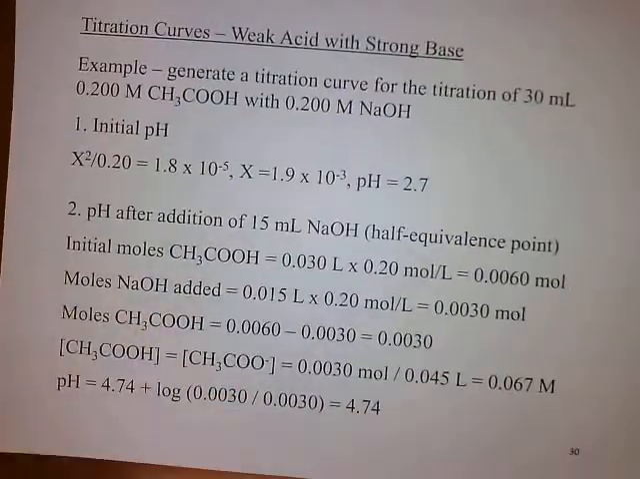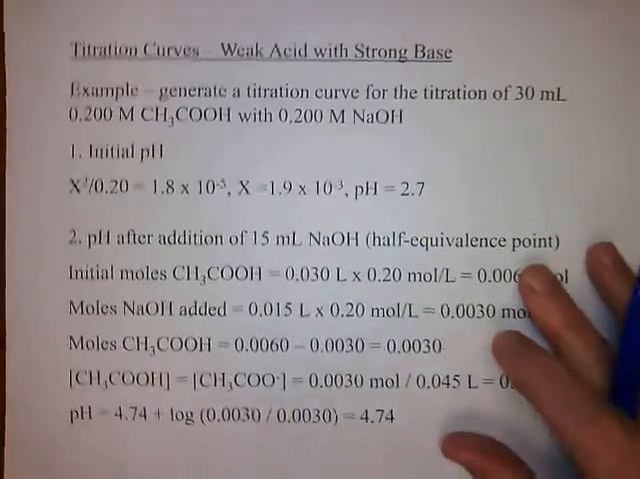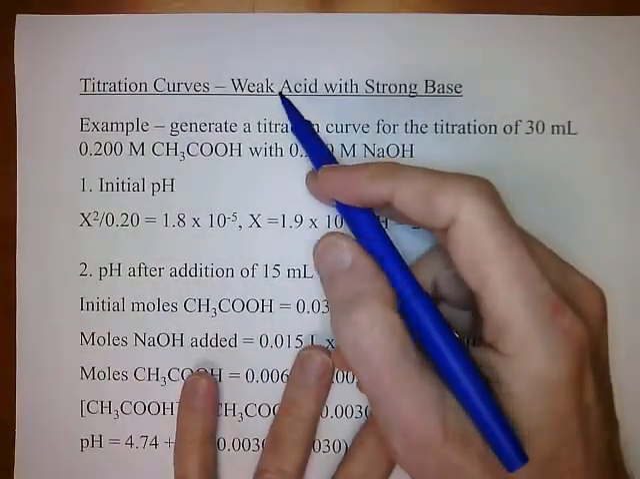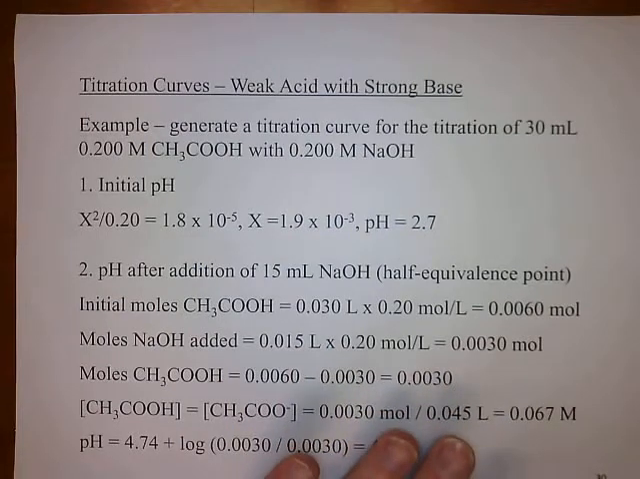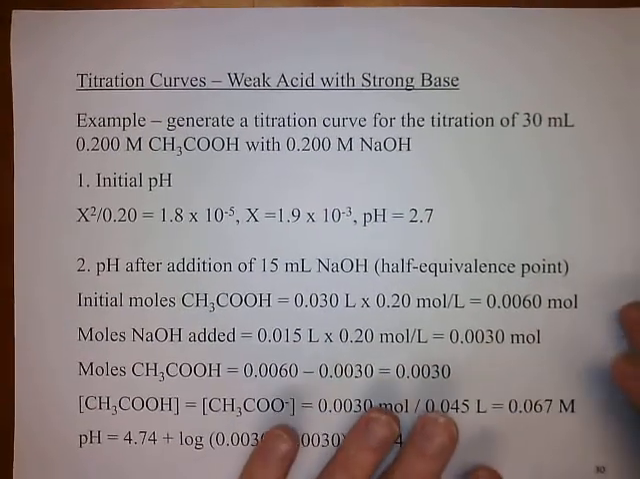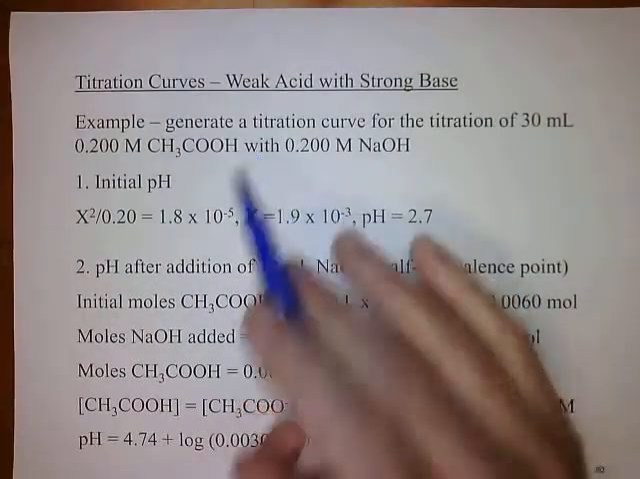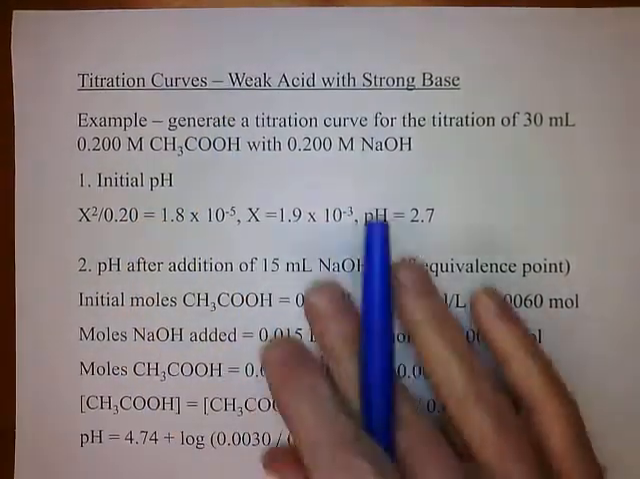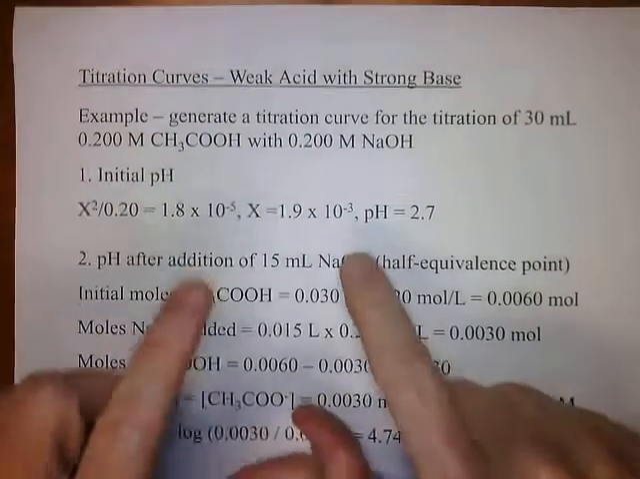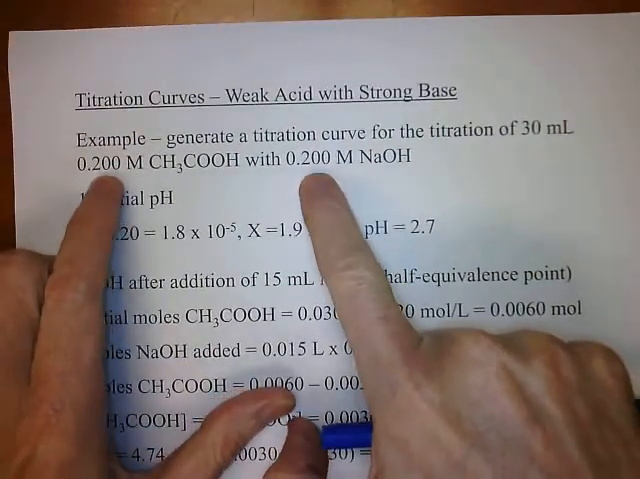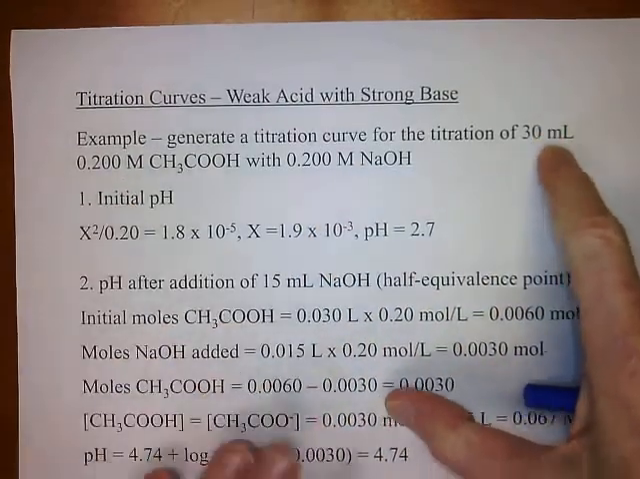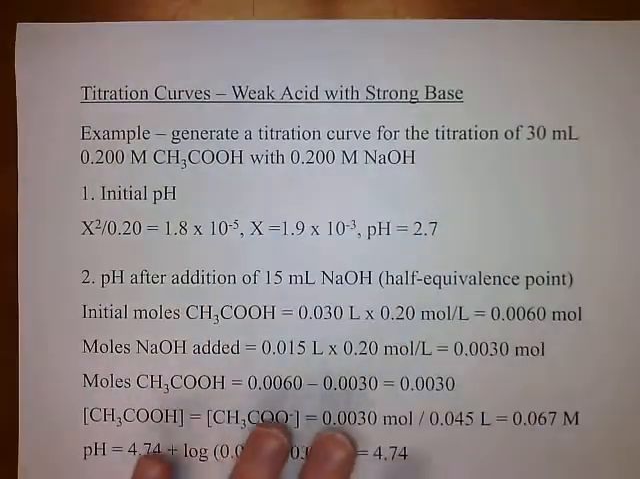Now, let's do this again. Let's go through these calculations again, except now we're going to titrate a weak acid. This is going to be a little bit different. Let's say we want to generate a titration curve for the titration of 30 mL of 0.20 molar acetic acid with 0.20 molar sodium hydroxide. They're the same concentration, which simplifies things a little bit. So we're starting with 30 mL of 0.20 molar acetic acid.